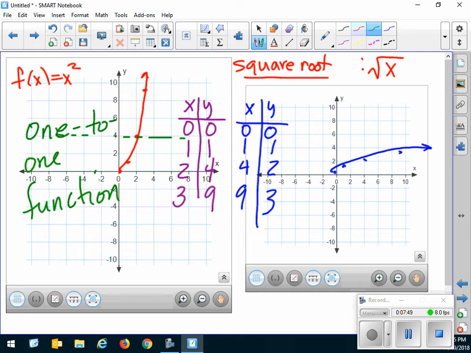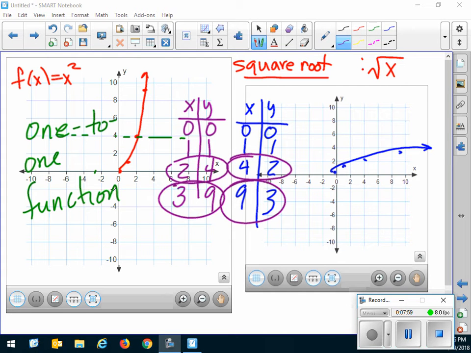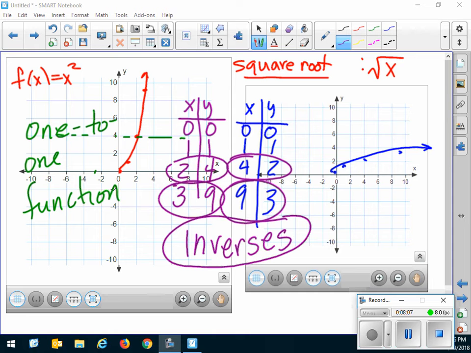Yep. Let's go back. I want you to notice, look what happened. Do you notice that the x and y's just switched? When the x's and y's just switch, what you have are two functions that are called inverses. And that's what you see on that line. Do you see that line between the two graphs, that dotted line?